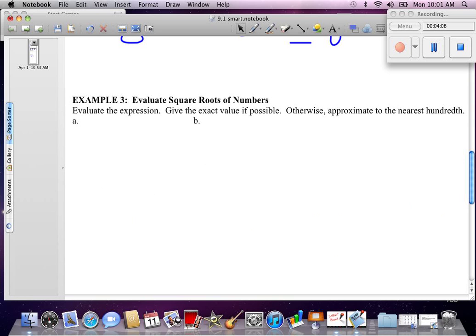Okay, so we're looking at the back. We've got negative square root of 49, the square root of 3, and the square root of 6, which we're going to have to use calculators to figure out. All right, so ladies and gentlemen, let's look. Rachel, what is the negative square root of 49? Negative 7.